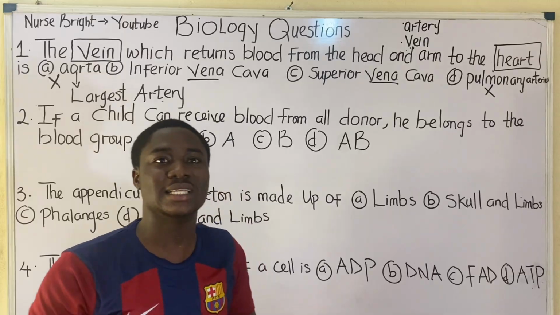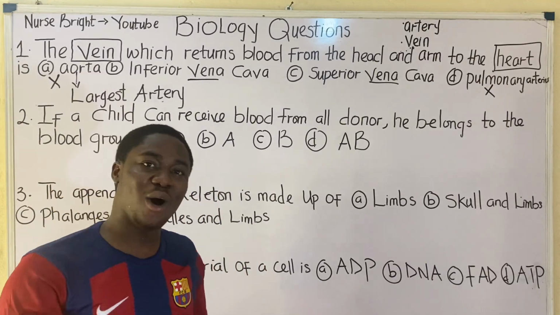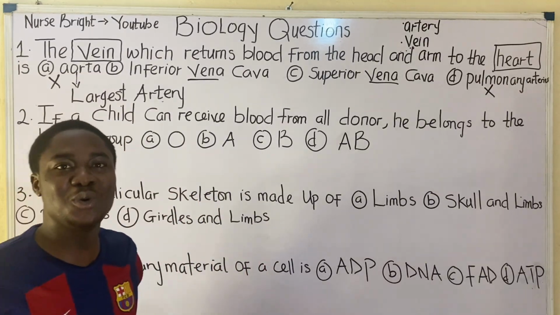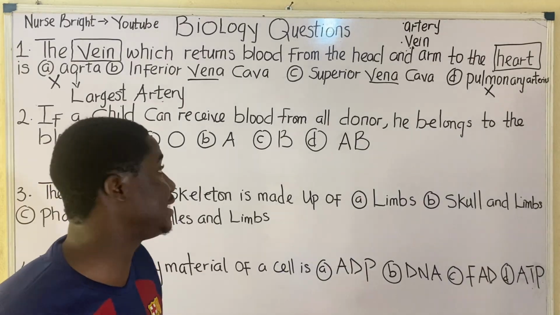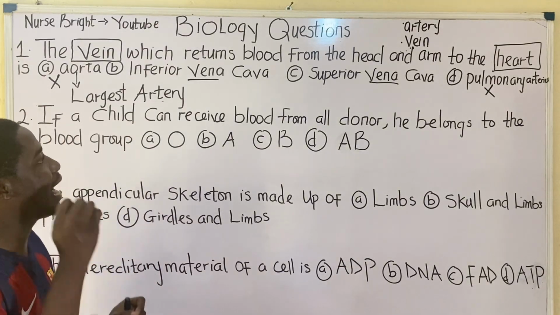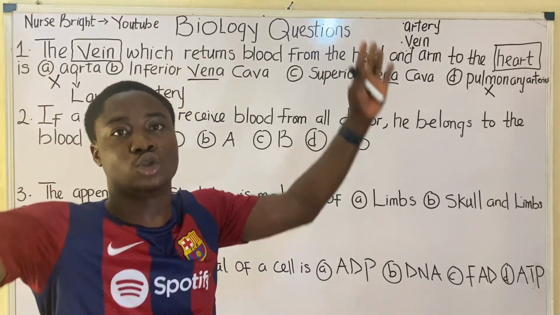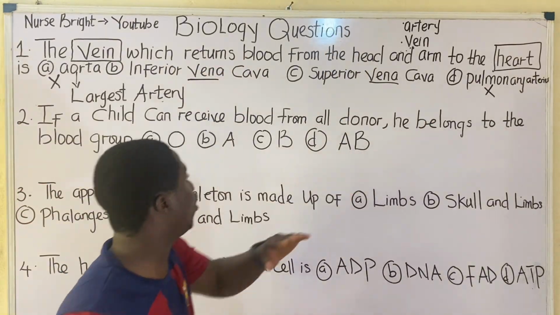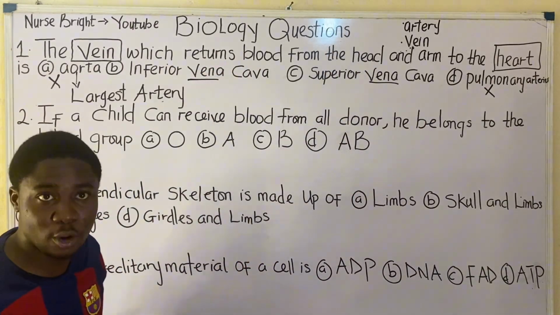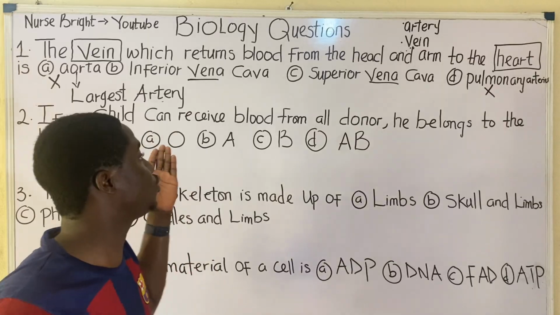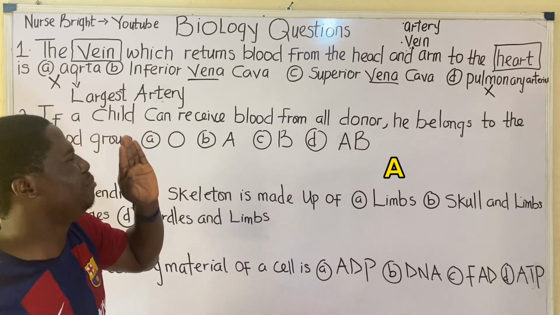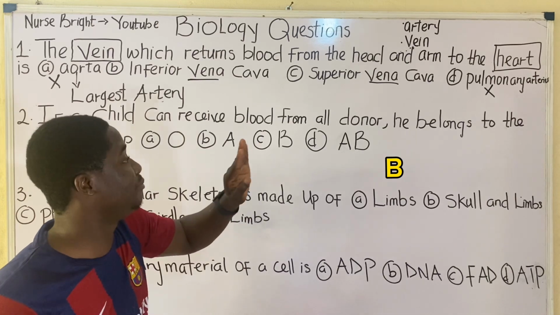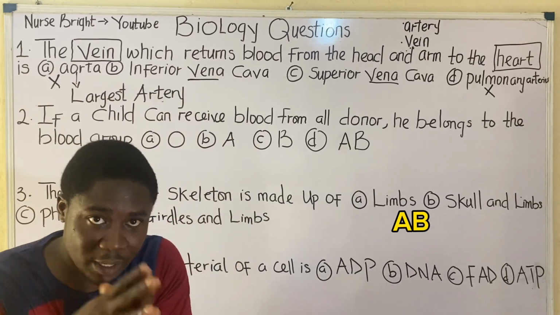So all of this is very, very important. With all of this said, let's get over to the next practice question, which is question number 2. Question number 2 says, if a child can receive blood from all donors, he belongs to the blood group what? Now, we have different blood groups. As you can see in the options, we have blood group O, blood group A, blood group B, and blood group A and B together, AB.